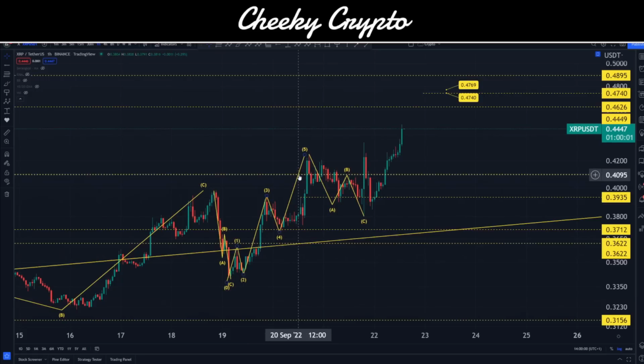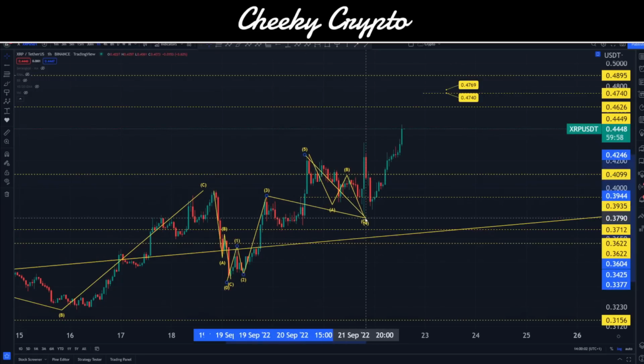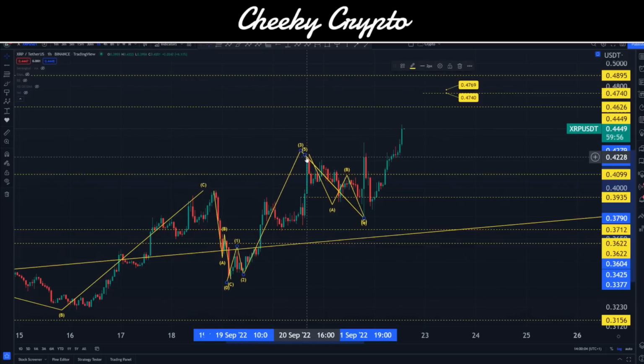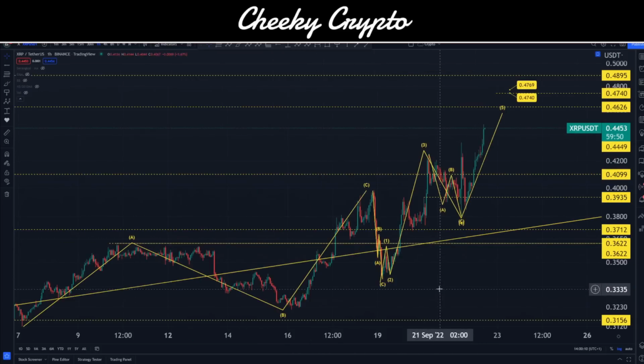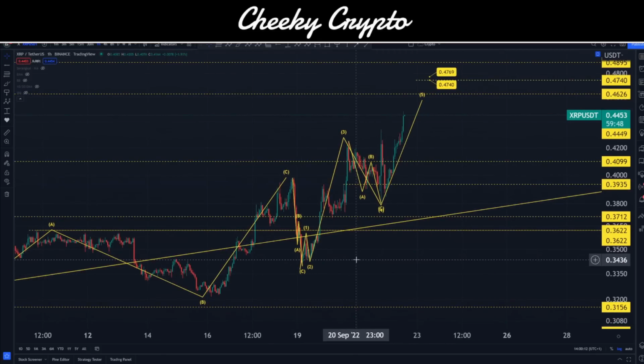Alternatively, as I said, maybe our 4th wave structure is slightly different. Maybe that's our 4th wave, this is our 3rd wave, and our 5th wave is currently in play. Now if that's the case, it makes this whole thing very, very different, vastly different in fact, to the point where it becomes a different beast altogether.